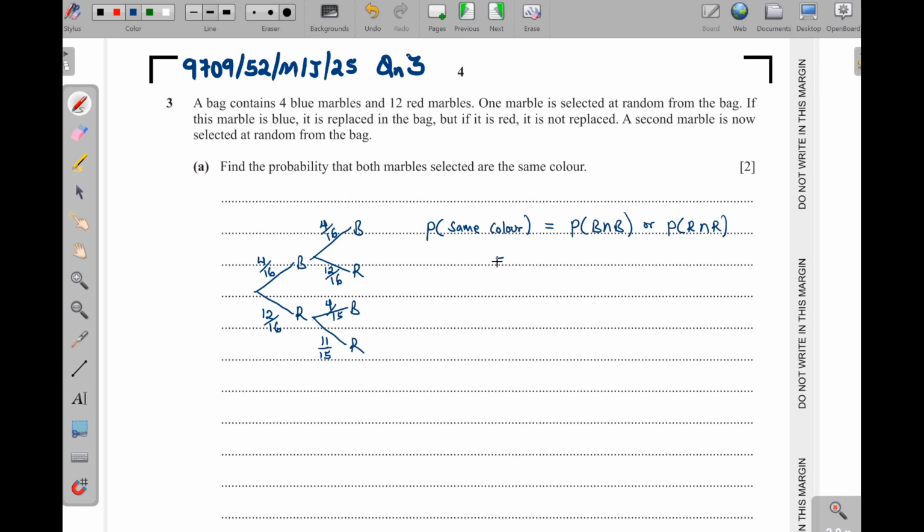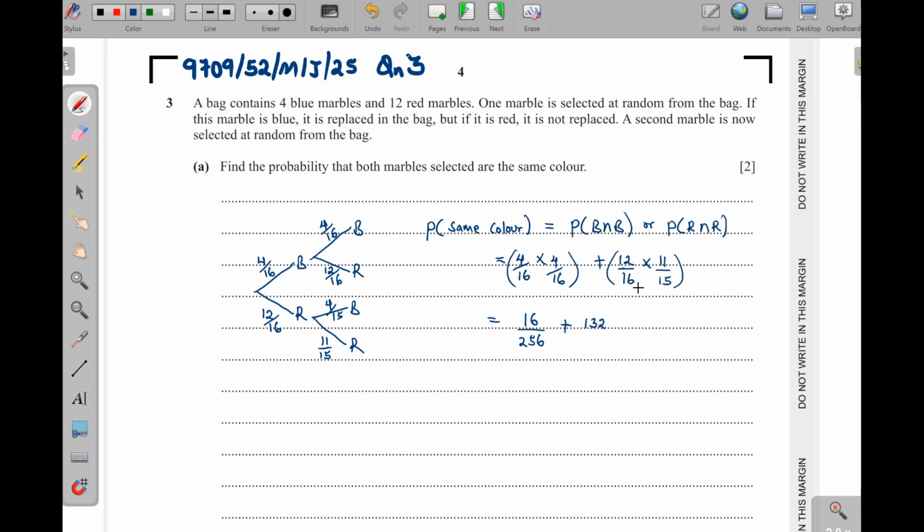You see that? So blue, blue will be 4 out of 16, then times 4 out of 16. Then red, red will be 12 out of 16, then times 11 out of 15. And of course, in probability, when we say or, it means a plus. Now, what do we get here? This one is going to be 16 out of 256. Then plus this one here is going to be 132.